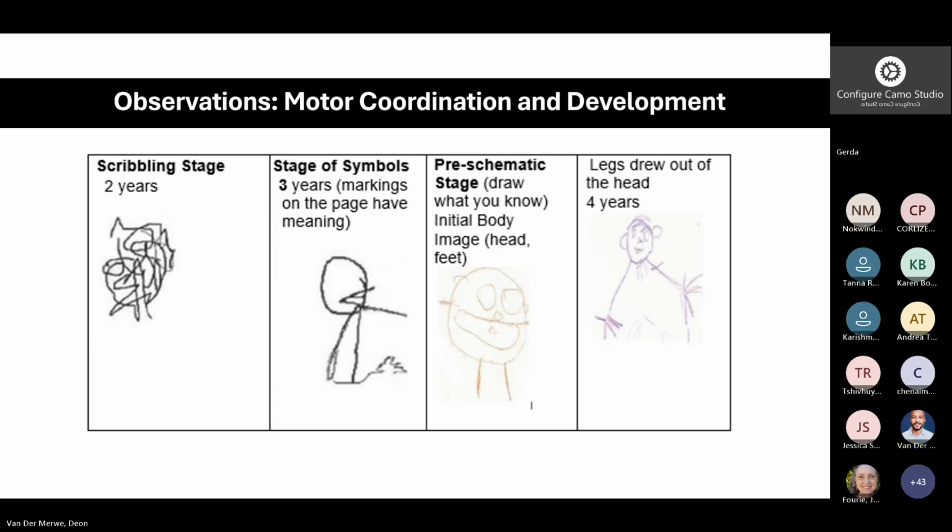In regards to observation and motor coordination and development, which is part and parcel of what you will be expected to do, we need to note that motor coordination and development can be at least partially assessed by observing the learner's movement and just watching the learner in the environment.